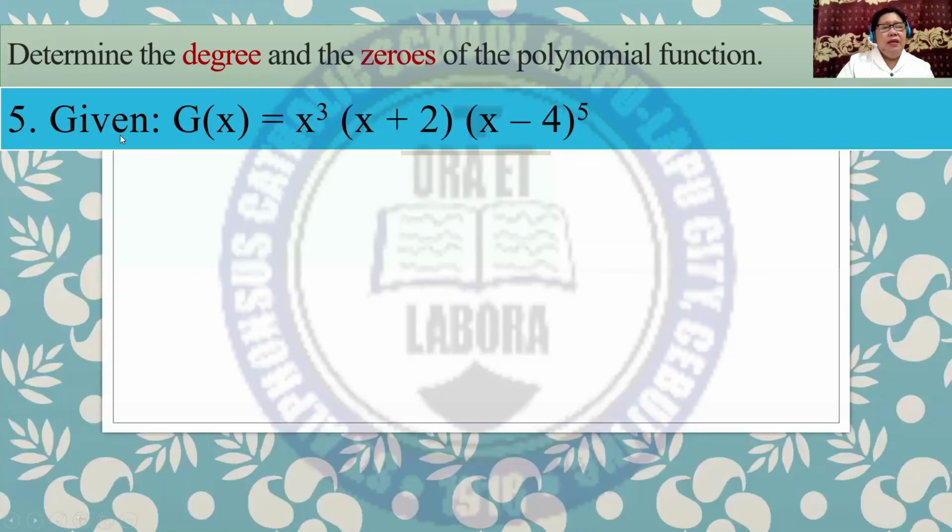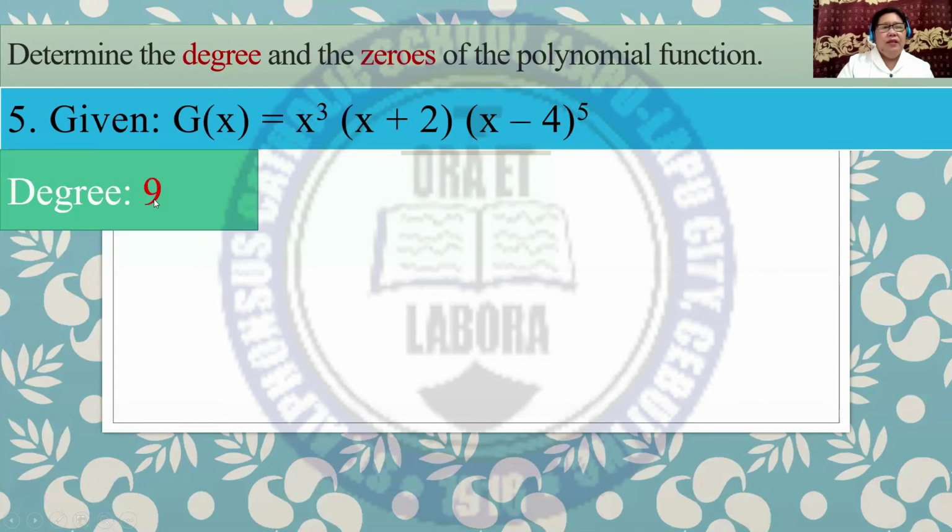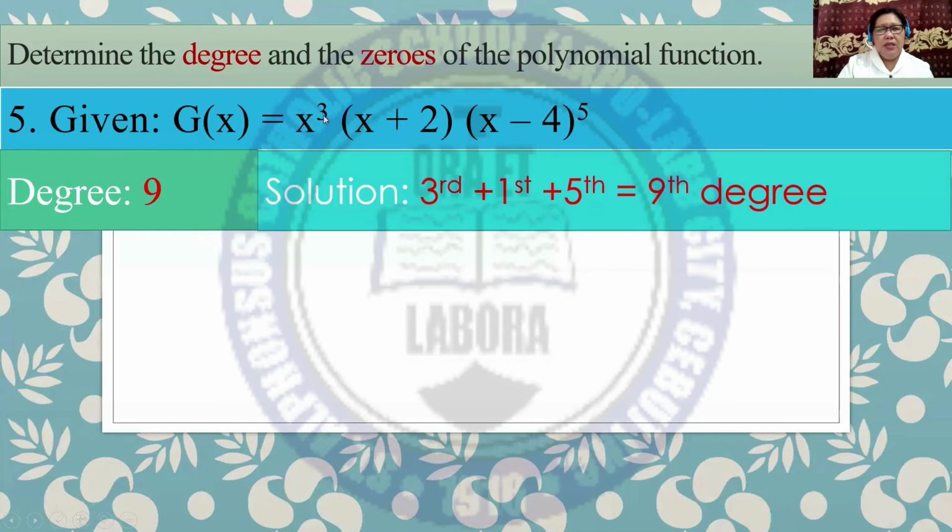Number 5. The given polynomial function is represented by g of x, which is equal to x cubed times x plus 2 times the quantity x minus 4 raised to 5. The degree is 9 because the exponent here is 3, here is 1, here is 5. So we have 9, or it is in the 9th degree, or the degree is 9.